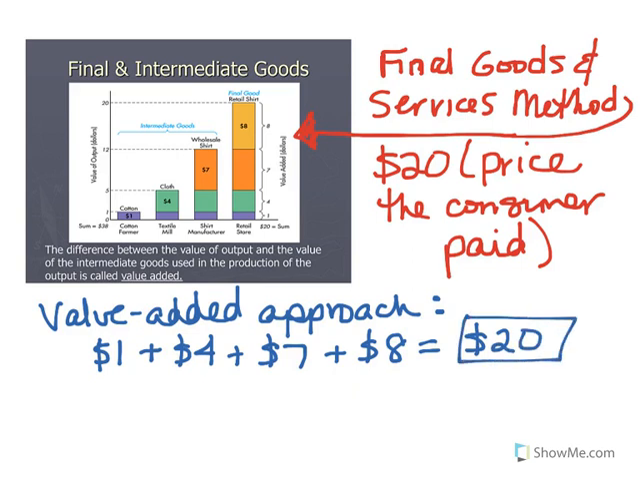So it doesn't matter whether you use the value added approach or whether you use the final goods and services method. Both of them will give you the same number, which is the value that is going to be the contribution towards the gross domestic product. So again, you can either use the final goods and services method or you can use the value added approach.